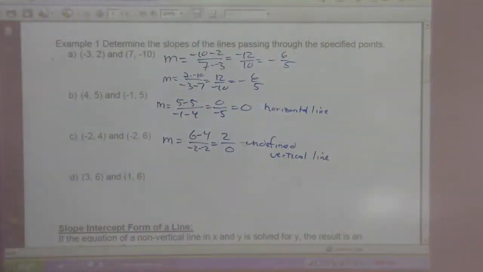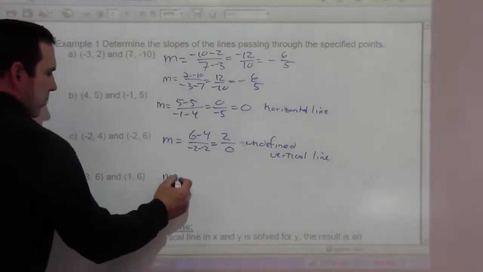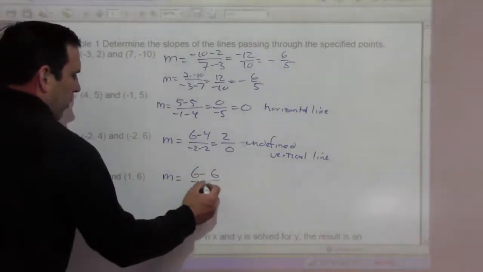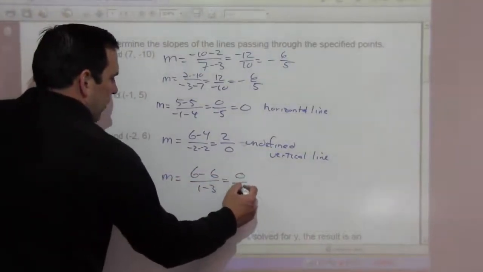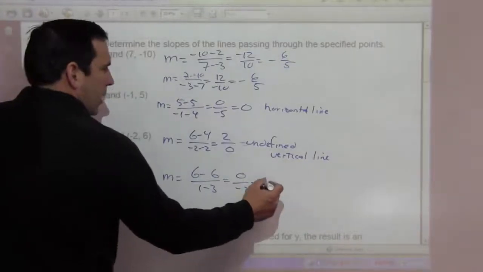Let's try (3, 6) and (1, 6). Any guesses here? 6 minus 6 over 1 minus 3. 0 over negative 2, which is 0. So again, a horizontal line.